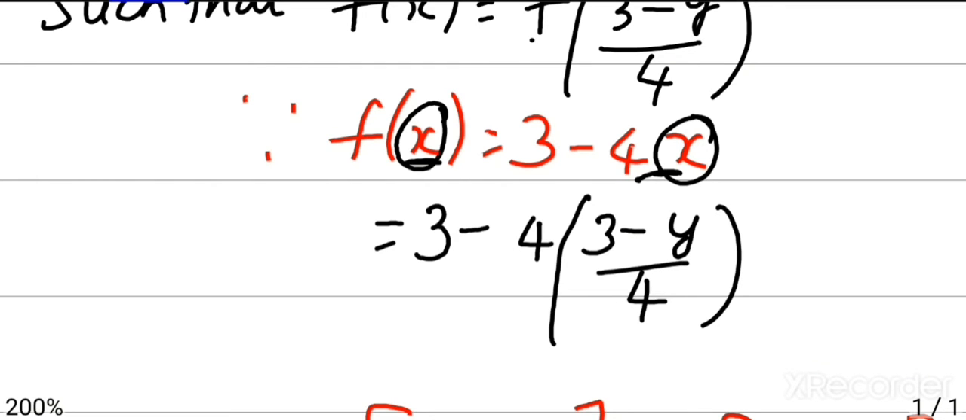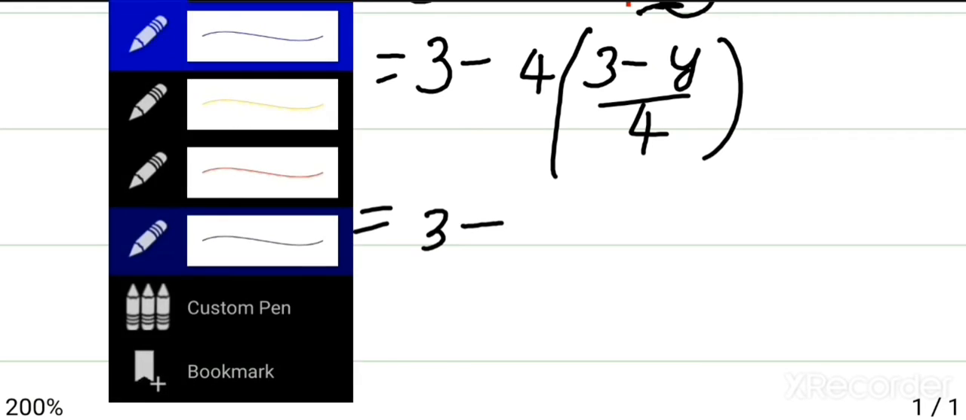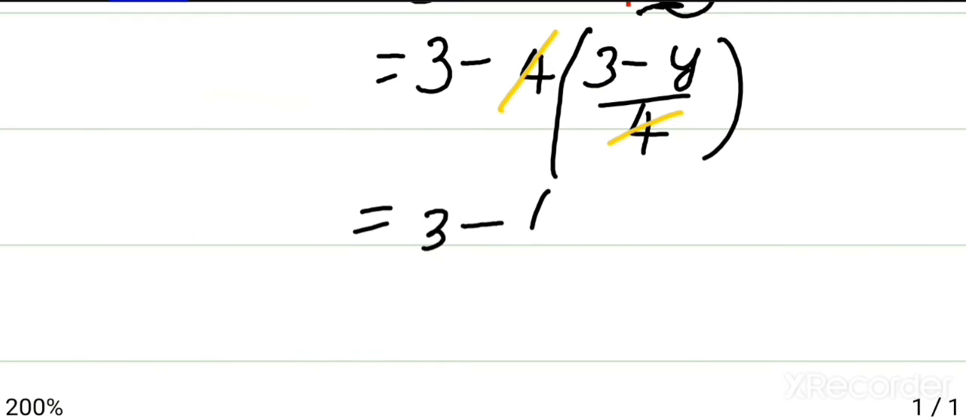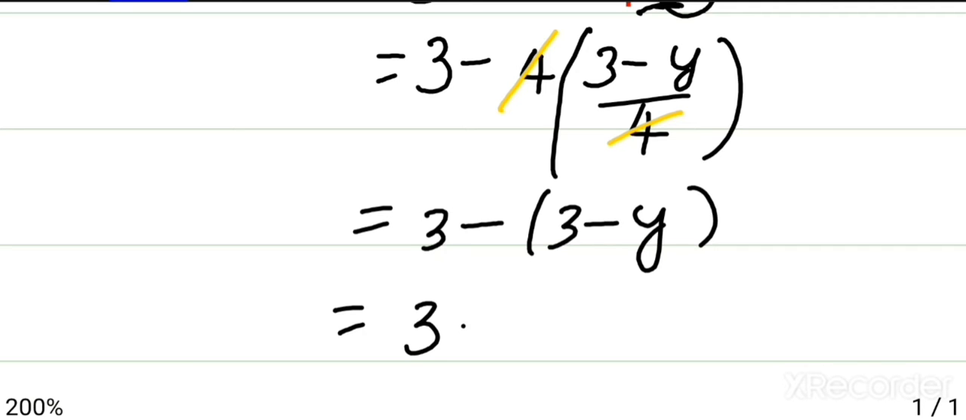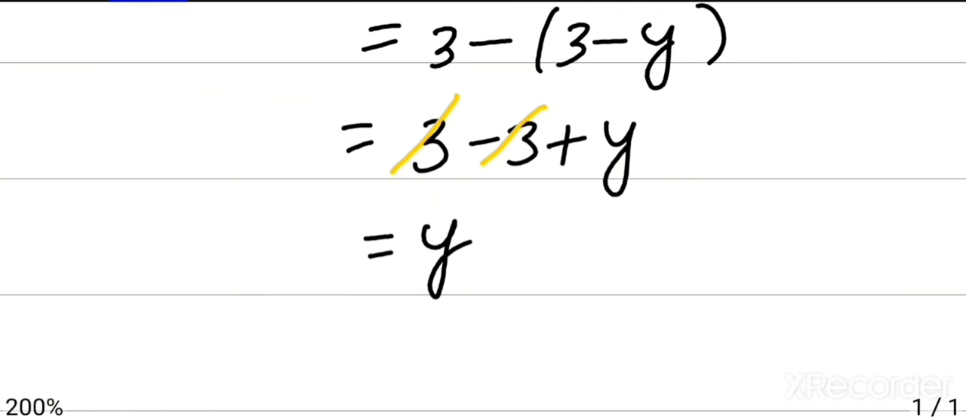After finding the x value, we should substitute in the formula. So here, the 4 and 4 get cancelled, and we get 3 minus 3 times (3 minus y). If I remove the bracket, it becomes minus 3, and minus into minus gives plus y. Once again, you can see positive 3 and negative 3 cancel, and we get the value as y.